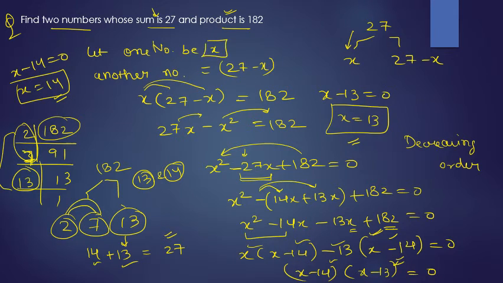So if your x is 13, then the other number will be 27 minus 13, that is 14. And if your number is 14, then 27 minus 14 will be 13. So these are two pairs. I hope you got a better understanding. Let's take another example.